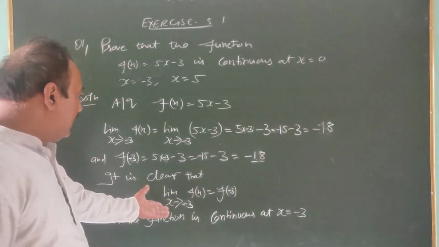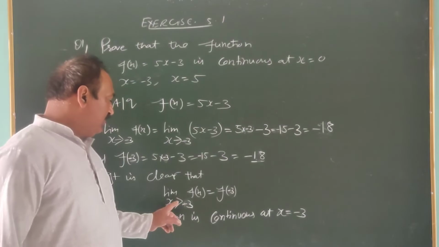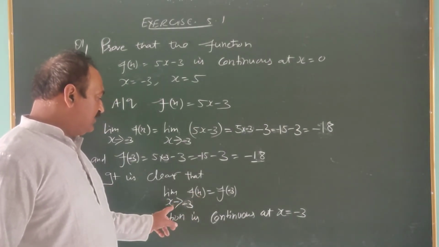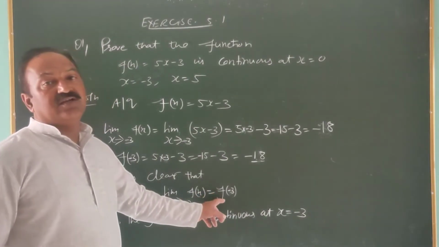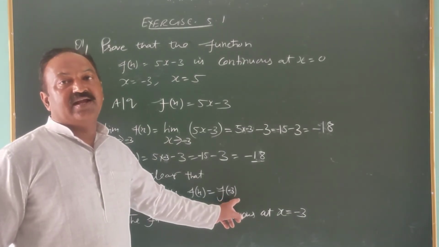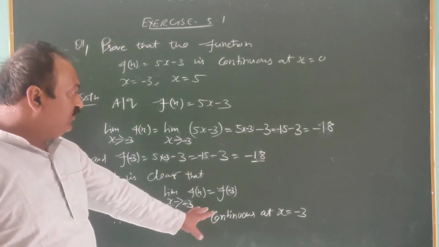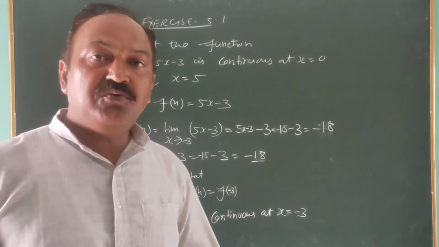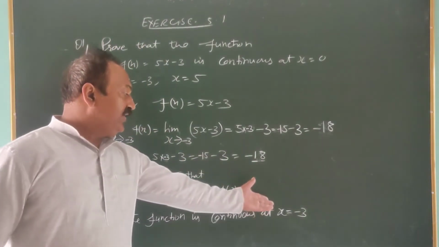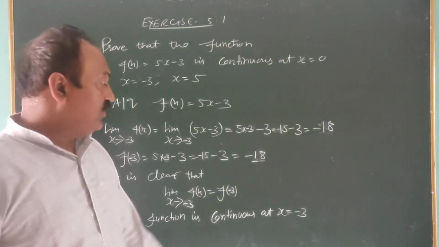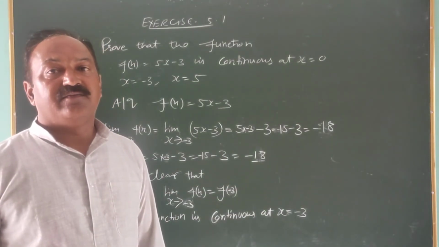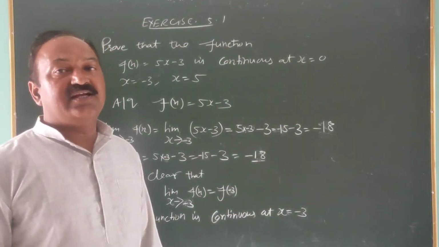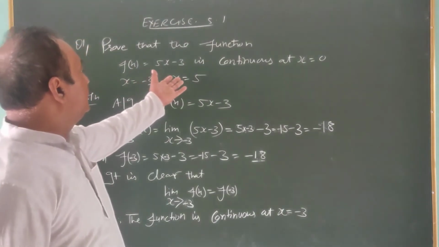Then it is clear that limit of f of x at x approaches to minus 3 is equal to the value of the function at minus 3. Therefore, this is minus 18 and this is also again minus 18. Therefore, the given function is continuous at x is equal to minus 3. Now let us check the continuity at x is equal to 5.